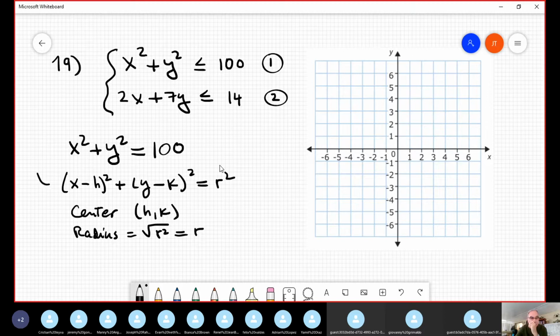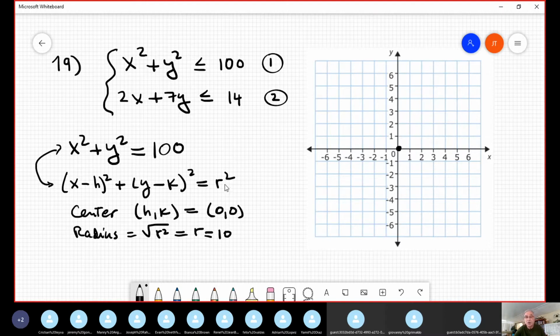Compare this equation and this equation. Where is the center located? In our specific case, (0,0), because I can't see h and k here, so h and k are 0. And r is the square root of 100, so 10. So this is the center, but the radius, wow, is too big. It's completely outside this rectangular coordinate system.